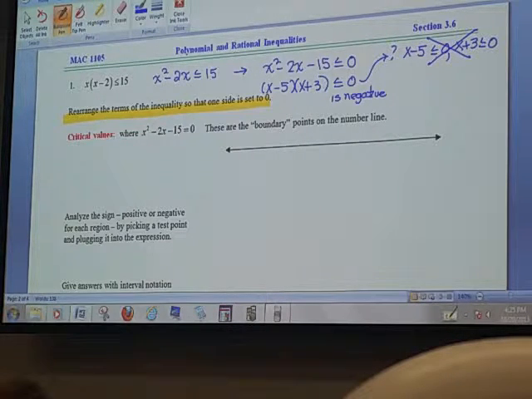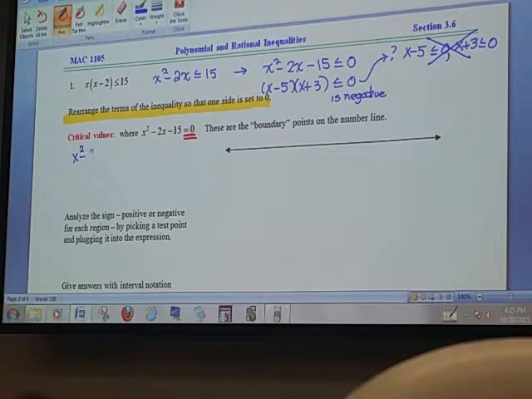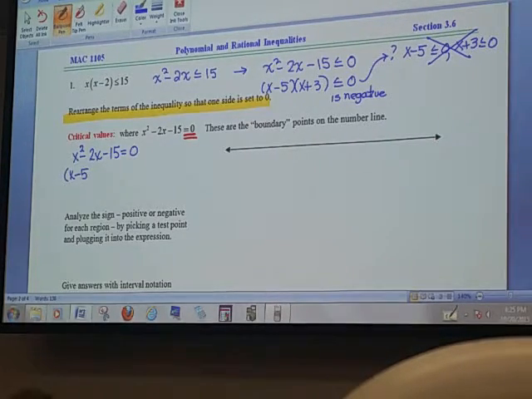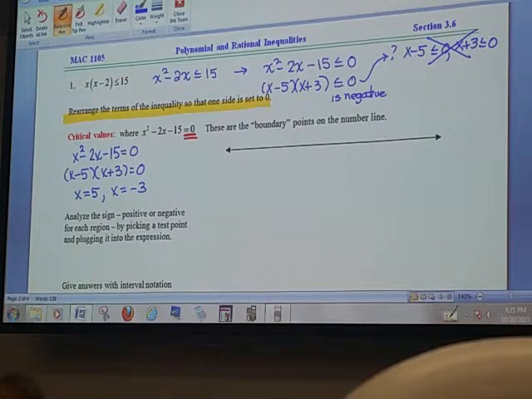completely irrelevant. So I'm going to find what are called critical values, which are where this thing equals 0. In other words, your ordinary polynomial. So I've got x squared minus 2x minus 15 equals 0. That's x minus 5, x plus 3 equals 0. That's x equals 5, x equals negative 3. So these are what are called boundary points, these critical values. This is where a change is going to occur, possibly from positive to negative or negative to positive.